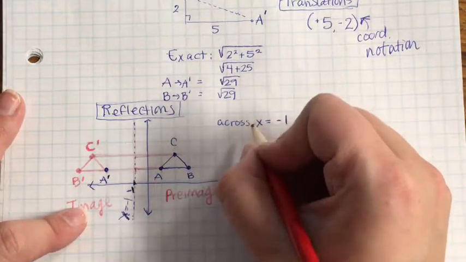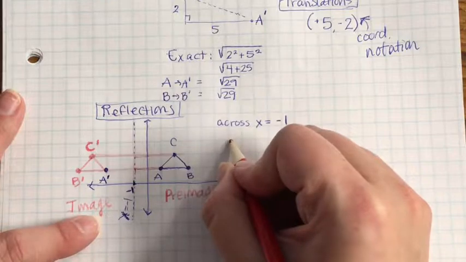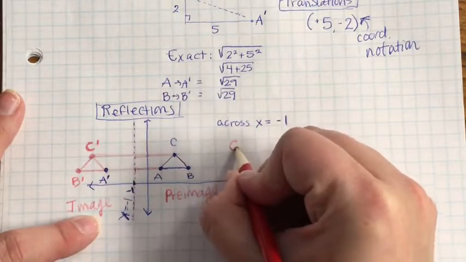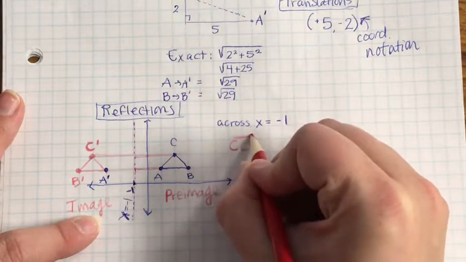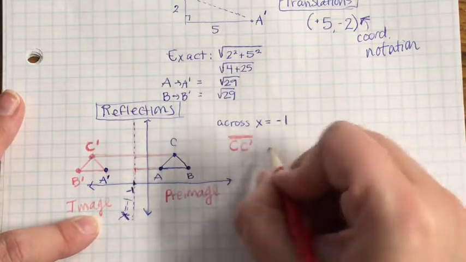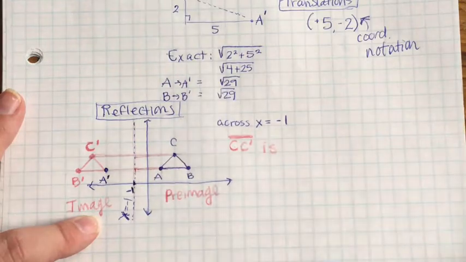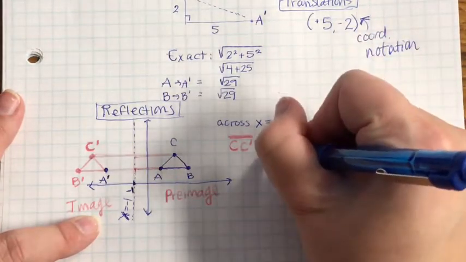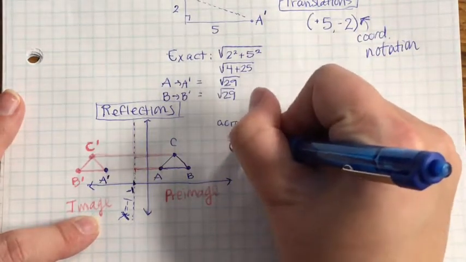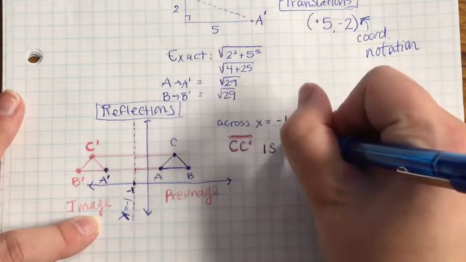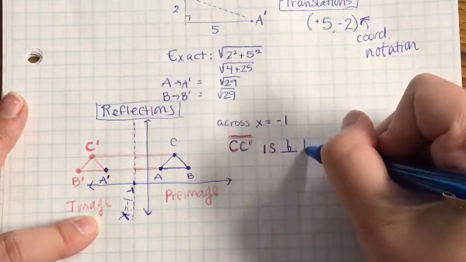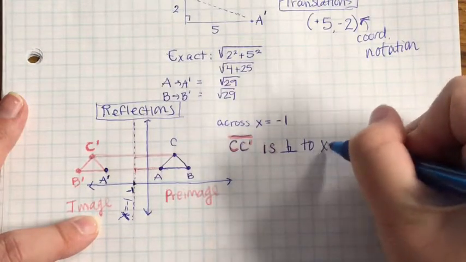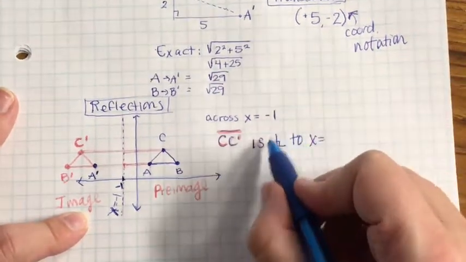They're perpendicular. Good. So I'll just write for the one on top: segment CC prime, and I can show it's a segment by putting a line on top, is, and are you guys ready for a really cool symbol for perpendicular? The perpendicular symbol is an upside down T, and then you don't have to write out the entire word. So CC prime is perpendicular to x equals -1. Upside down what? A T, like an upside down capital T.